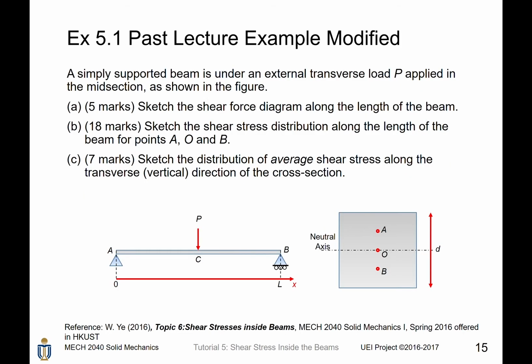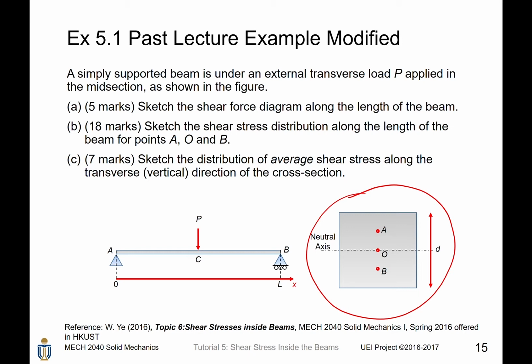Now let's do some example. It is a past lecture example, and I modified it a little bit such that you need to do some sketch of distribution of average shear stress. A simply supported beam is under an external transverse load P applied in the midsection. Sketch the shear force diagram along the length of the beam as well as the shear stress distribution along the length of the beam for points A, O, and B. So it is talking about the points A, O, and B of the cross-section.